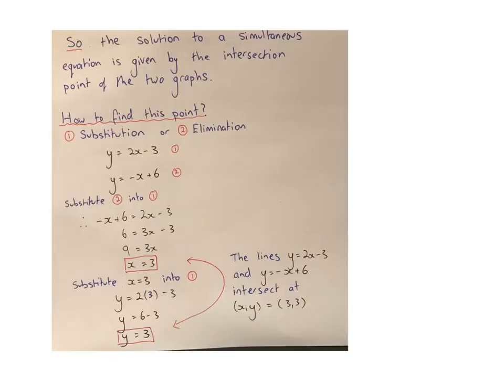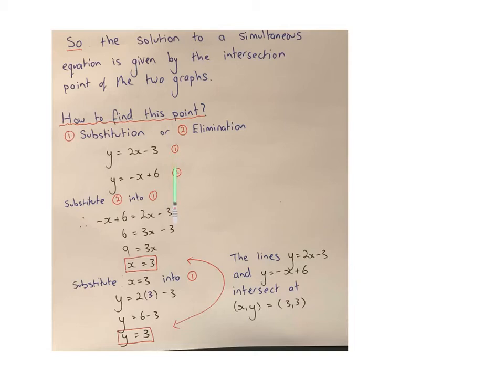So the solution to a simultaneous equation is given by the intersection point of two linear graphs. So how do we find this point? Well, we have two methods that we looked at earlier in the year, substitution or elimination. It's really important that you're familiar with both techniques because they will come up again and again and again. So here we're going to use substitution for this example.